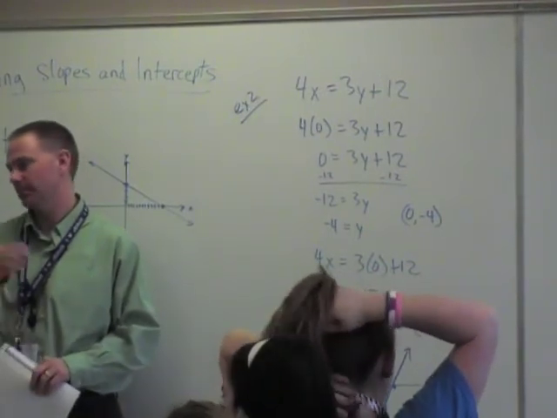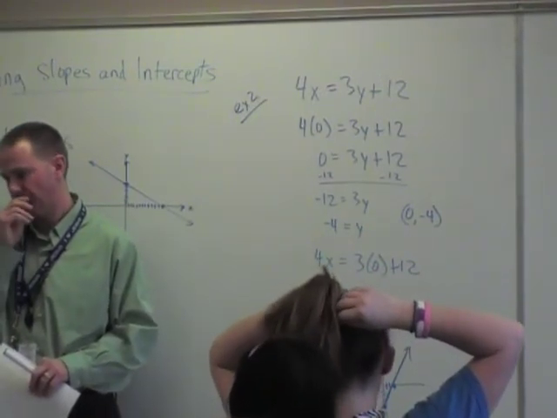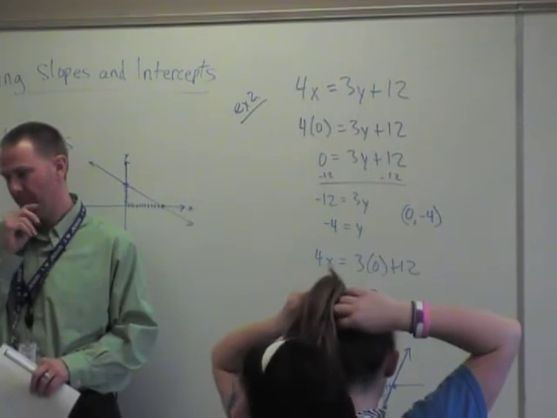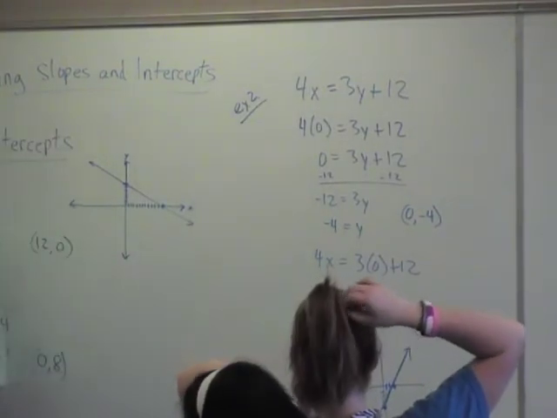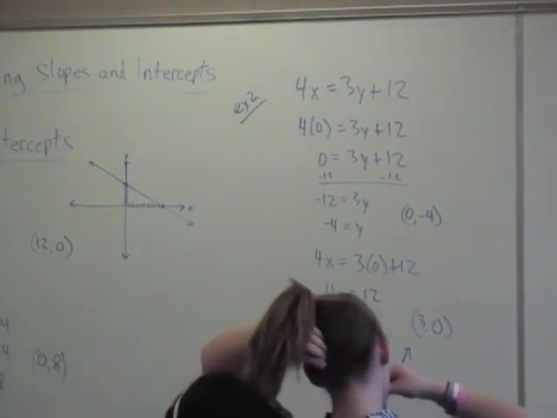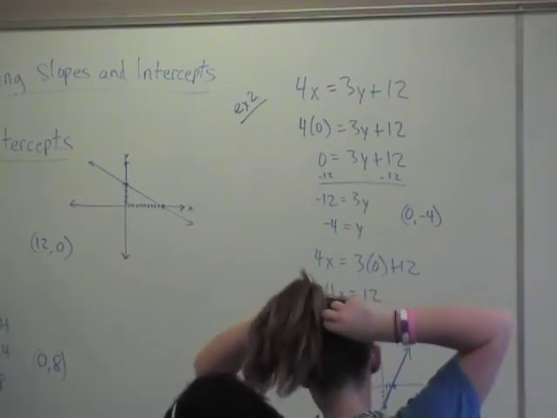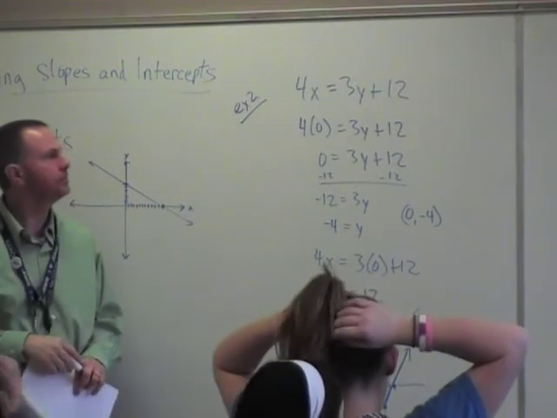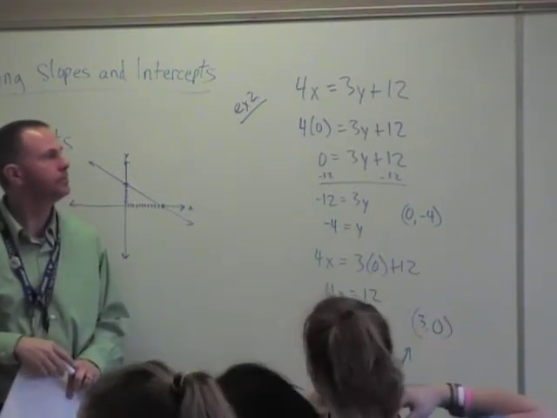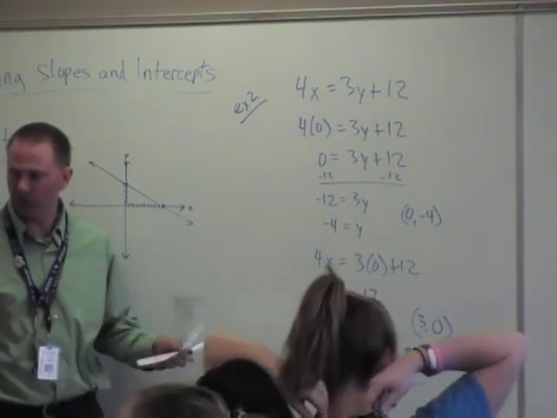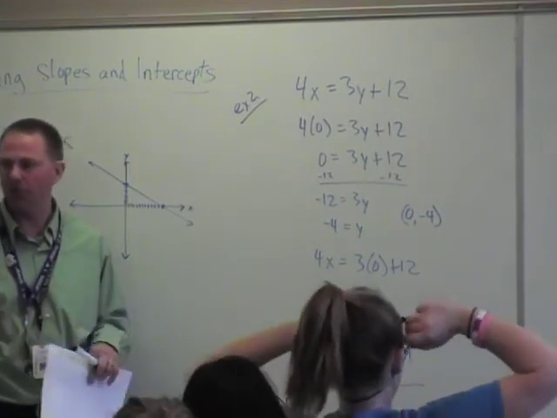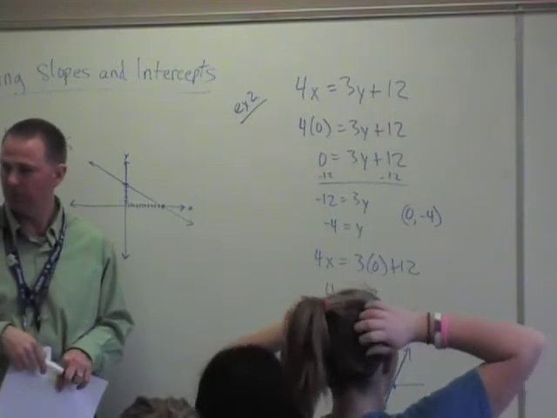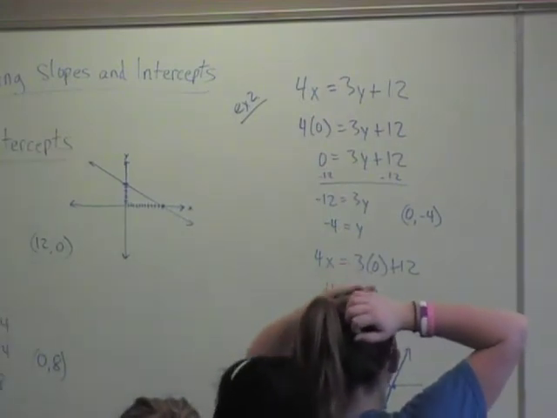Okay, so when it says an equal sign, make sure you put the 0 in. You put your 0 in for x, solve it, and then you put... No. What were you doing?